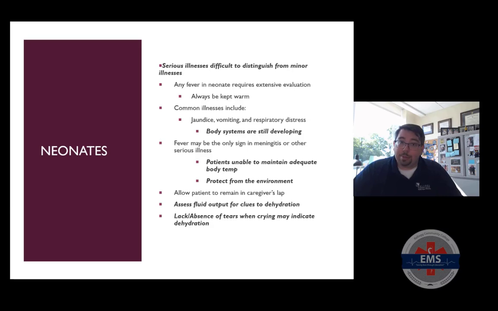The patient may not be able to maintain their own body temperature appropriately, and we know that these folks are dependent on us for survival, right? Mom or caregiver in general care. So we must make sure that they're protected from the environment because they don't have the ability to thermoregulate like an adult would. We also want to allow the patient to remain in the caregiver's lap. It's going to make them the most comfortable. It's going to make it the easiest for us to be able to assess.